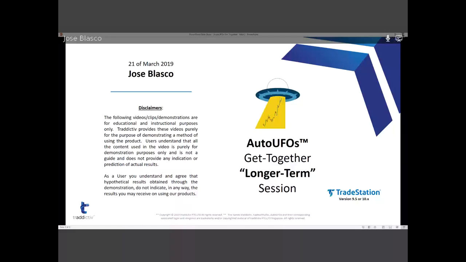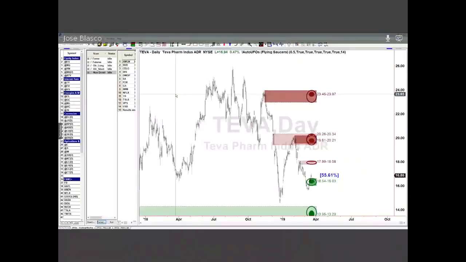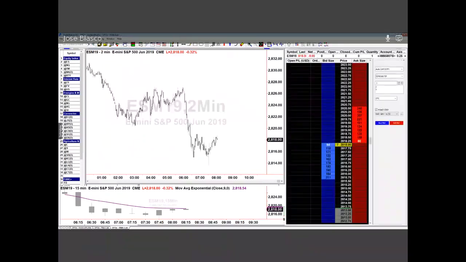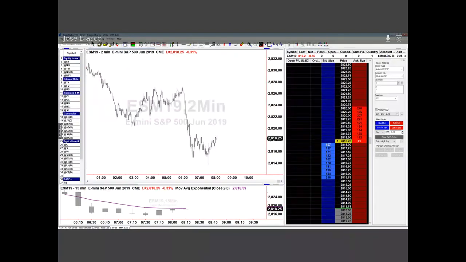We have the session launched. AutoUFOs here ready and waiting for us. But again, before I start the session today, I will demonstrate quickly how to build a workspace with TradeStation. The workspace that we were being asked about is the workspace that we normally use in our shorter term sessions. It comes with the name UFO EML Lab. You can see that in the bottom part of the screen. As you can see, this workspace is made of two charts and a matrix on the right.